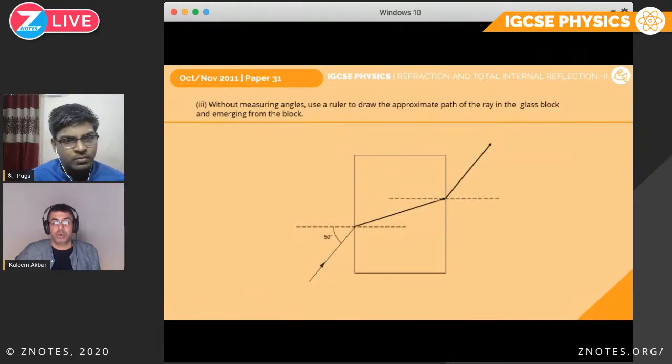Here, you go from more dense to less dense. What does it do? Bends away from the normal. Notice this one and this one are parallel because they're both in air. They've got to be the same.